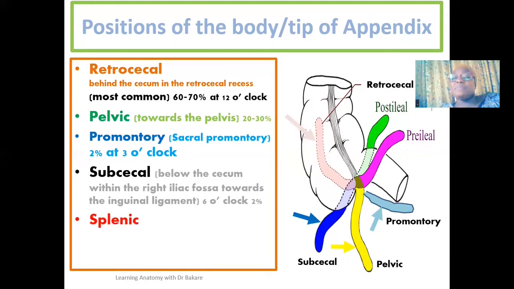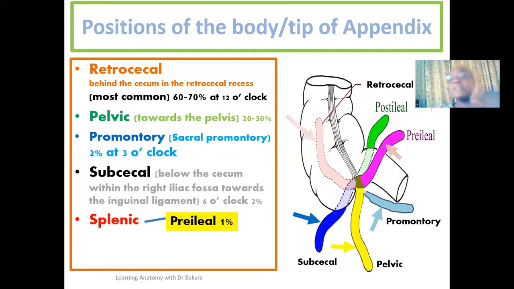Then the next type of position of the appendix is the splenic appendix. The splenic appendix, just from the name, is directed towards the spleen, and this can take two formats. It can be the pre-ileal appendix. Pre-ileal appendix, just from the name also, means it is located in front of the ileum. We already said that the ileum is the terminal region of the small intestine, and this is what is highlighted here. It is located in front of the ileum.